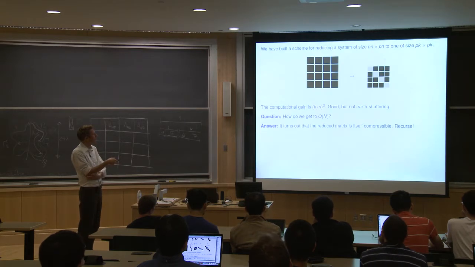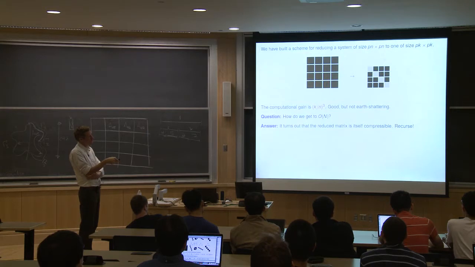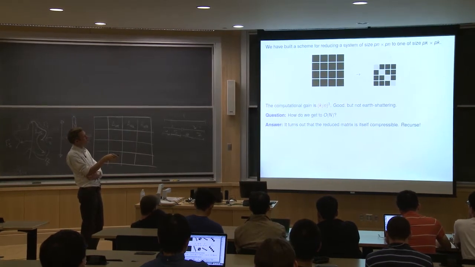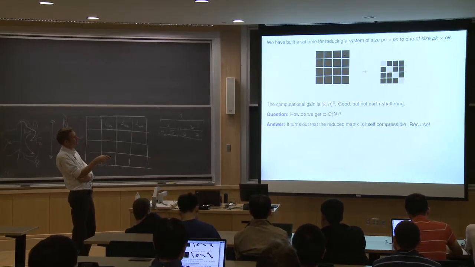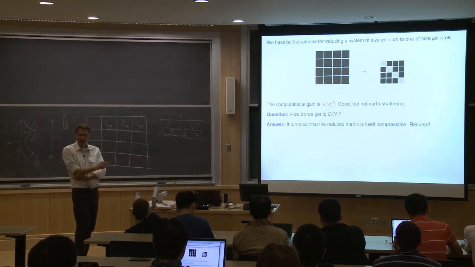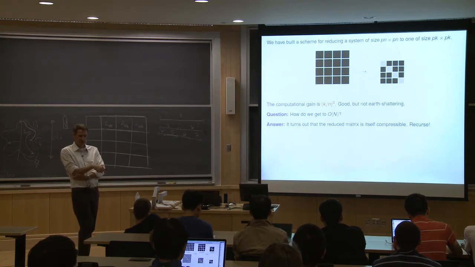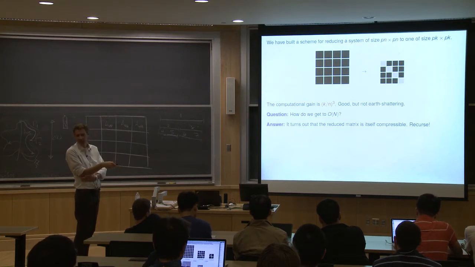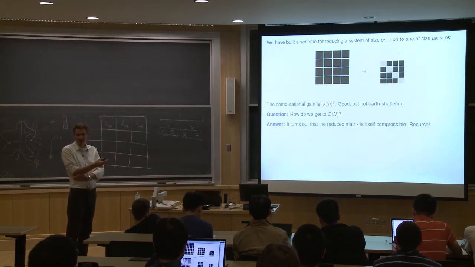Then the gain here, how much do you gain? Well, if we then use Gaussian elimination to solve this smaller system, it has cubic cost. So if the block size here is n and the block size here is k, then we've reduced the size of the system by a factor k over n. And then because of the cubic scaling, we made a gain of k over n cubed, which is good, but it's not a fast algorithm.